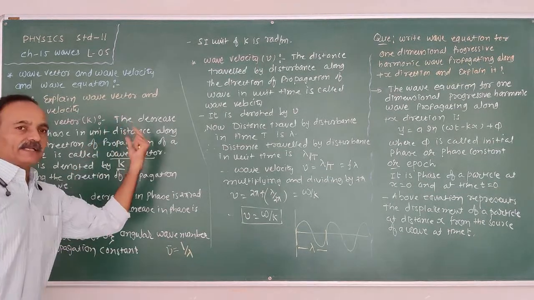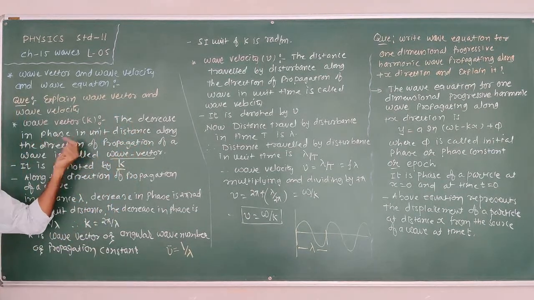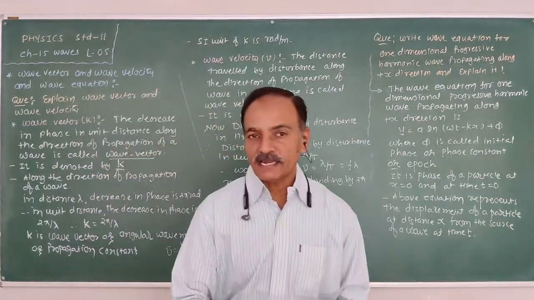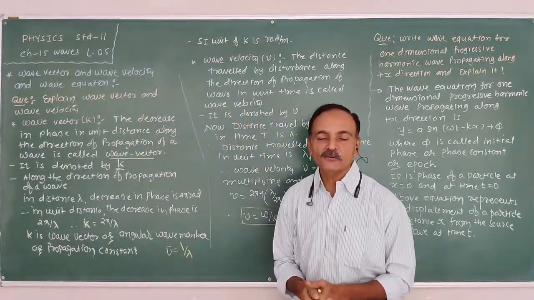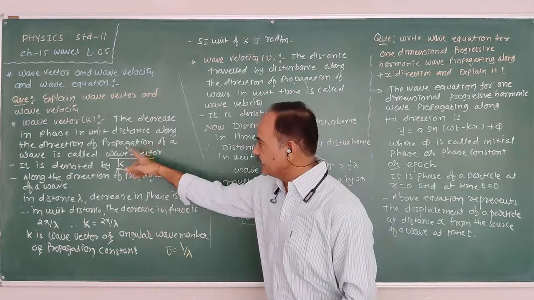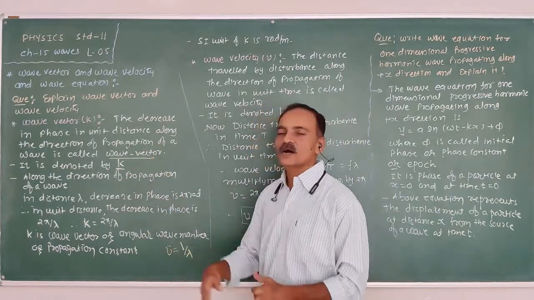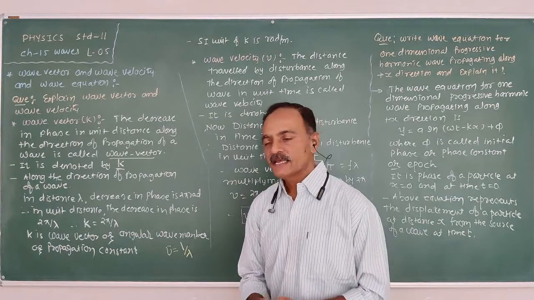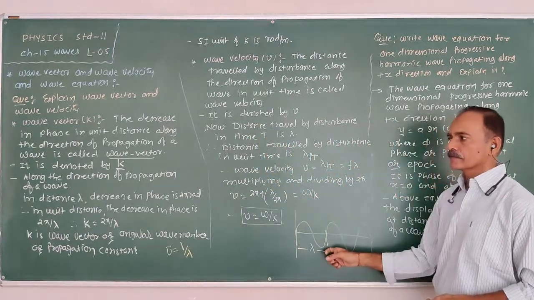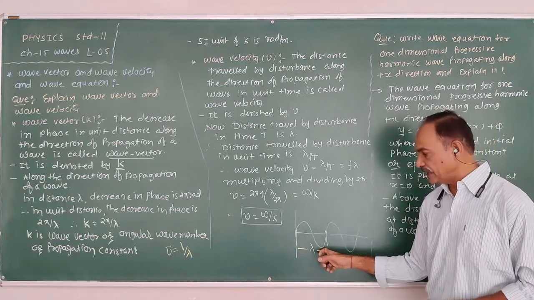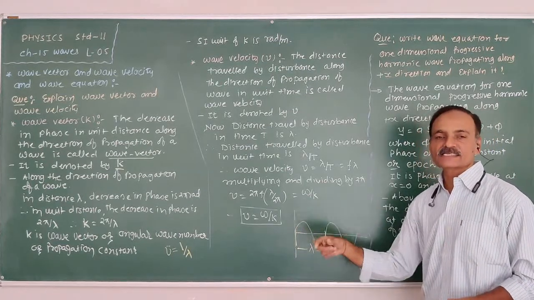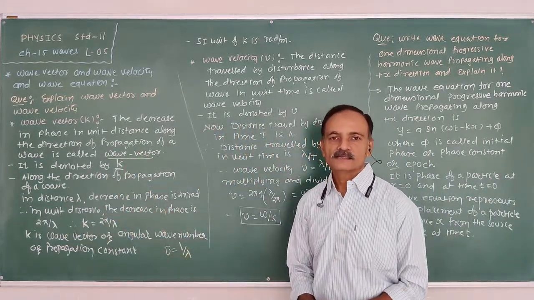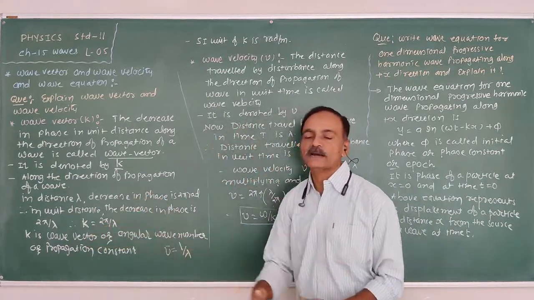Now again we repeat, what is the wave vector? The decrease in phase in unit distance along the direction of propagation of the wave is known as the wave vector. It is denoted by K. Already we know that along the direction of propagation of a wave, in lambda distance, the decrease in phase is 2 pi radian. Therefore, in unit distance, the decrease in phase is 2 pi upon lambda. That is our wave vector, K equal to 2 pi upon lambda.